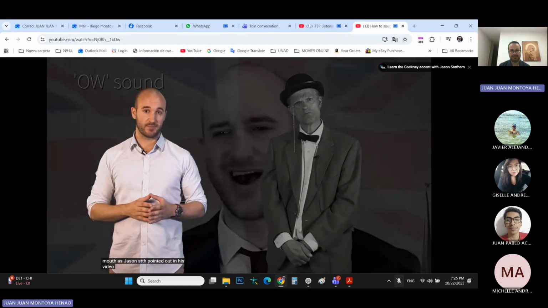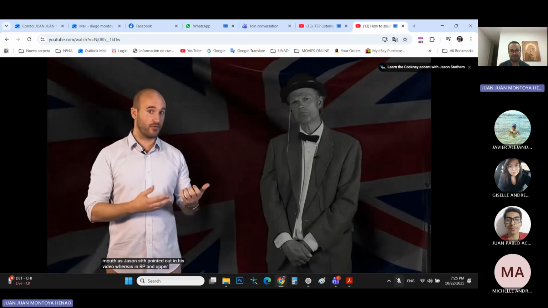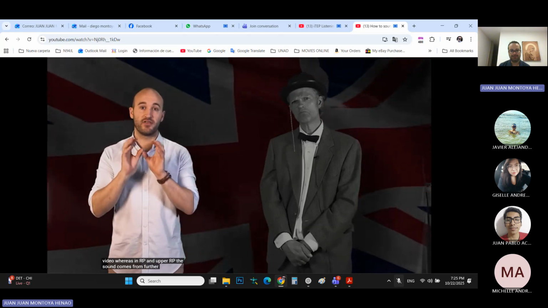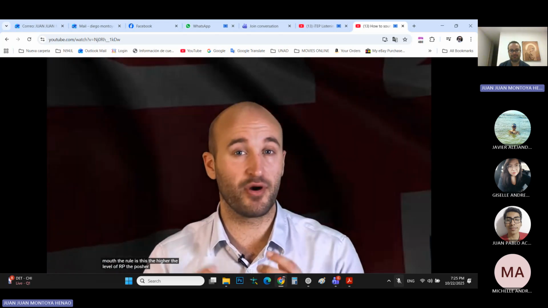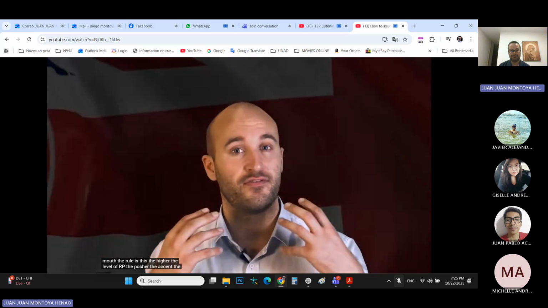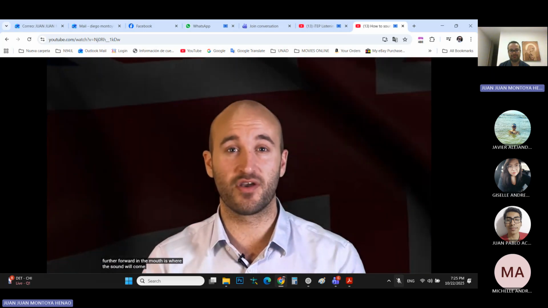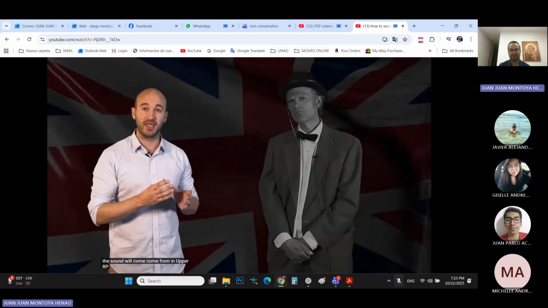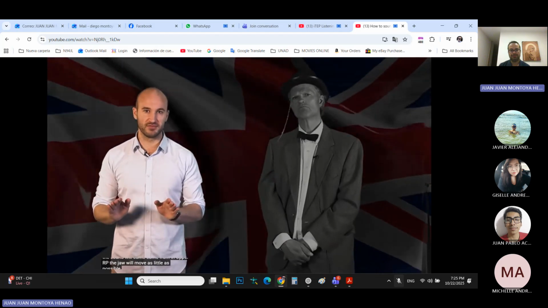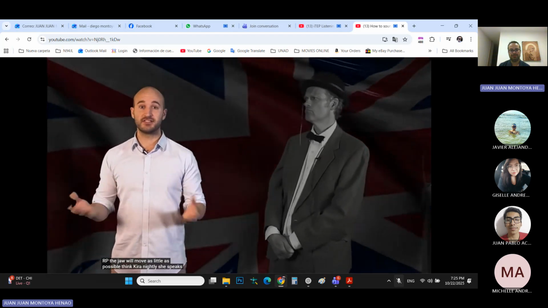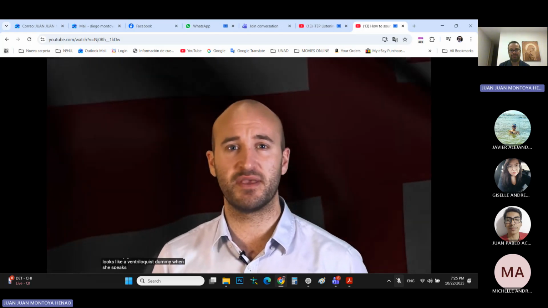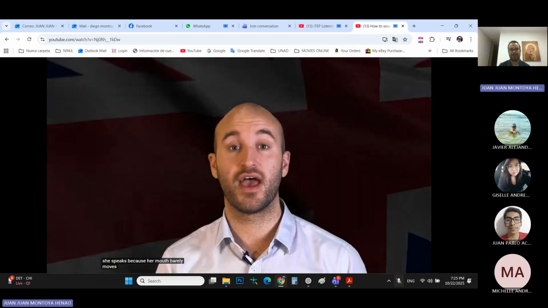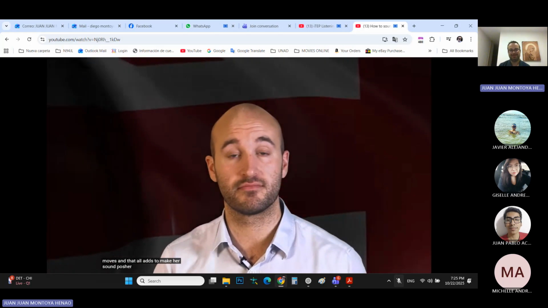The sounds in more common English accents come from further back in the mouth, as Jason Statham pointed out in his video. Whereas in RP and upper RP, the sound comes from further forward in the mouth. The rule is this: the higher the level of RP, the posher the accent, the further forward in the mouth is where the sound will come from. In upper RP, the jaw will move as little as possible. Think Keira Knightley. She speaks with a very good posh accent, but she looks like a ventriloquist dummy when she speaks because her mouth barely moves. And that all adds to make her sound posher.